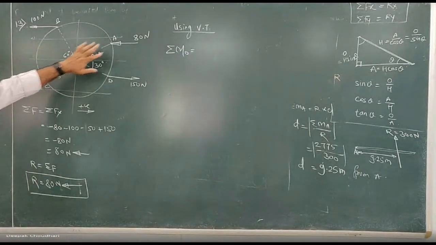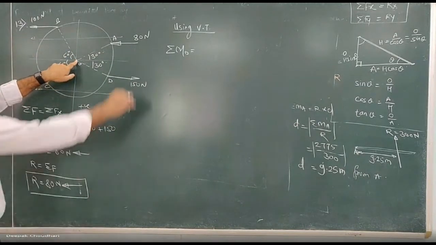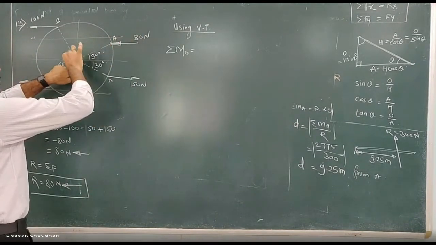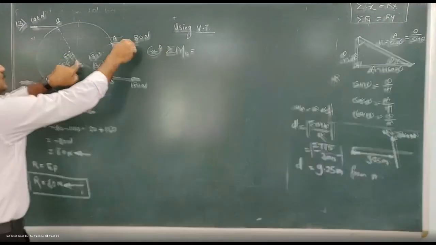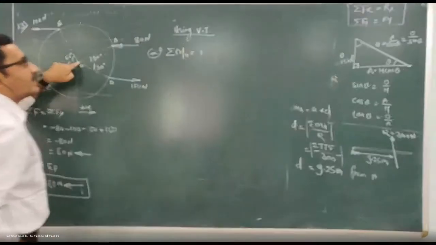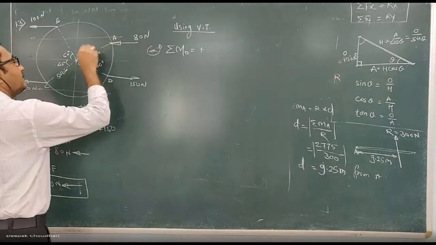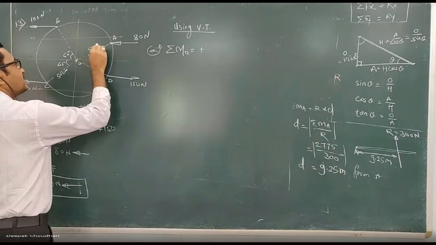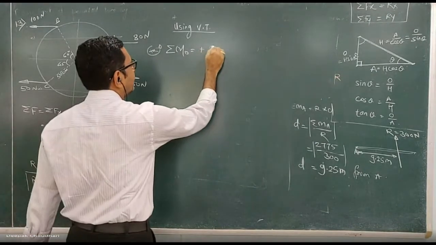Now let's start from this 80 Newton force, and we are going to take the moment about this point. So what will be the moment of this 80 Newton force about point O? First, clockwise or anti-clockwise? We are taking anti-clockwise moment as positive. So this force is producing the anti-clockwise moment, so it is plus, right? Now, what will be the moment of this 80 Newton force? This radial distance is 50 centimeter. So, will it be 80 into 50?